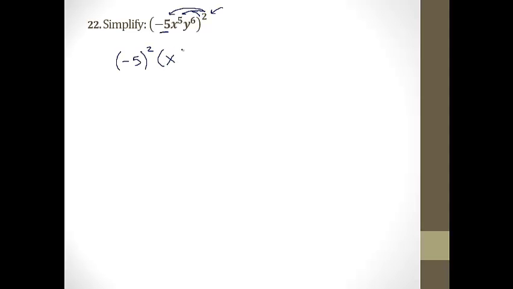Then we're going to have an x to the 5th with an exponent of 2 on it. And we're going to have a y to the 6th with an exponent of 2 on it. So all I did was put that exponent 2 on the negative 5, the x to the 5th, and the y to the 6th, every base that was in this parentheses. And then I simplify them individually. So negative 5 squared means negative 5 times negative 5, which becomes positive 25. Negative times negative makes a positive.